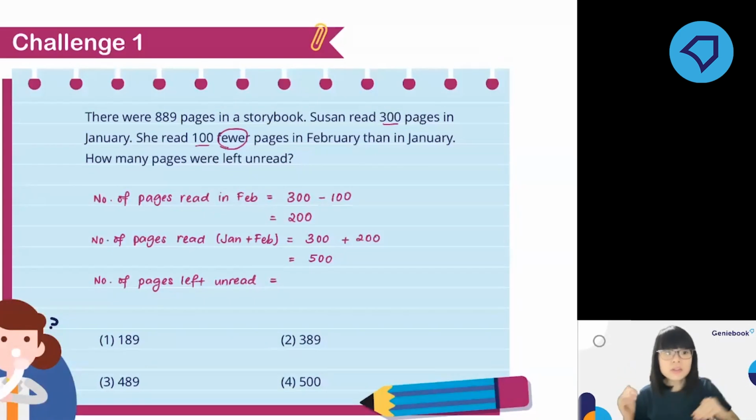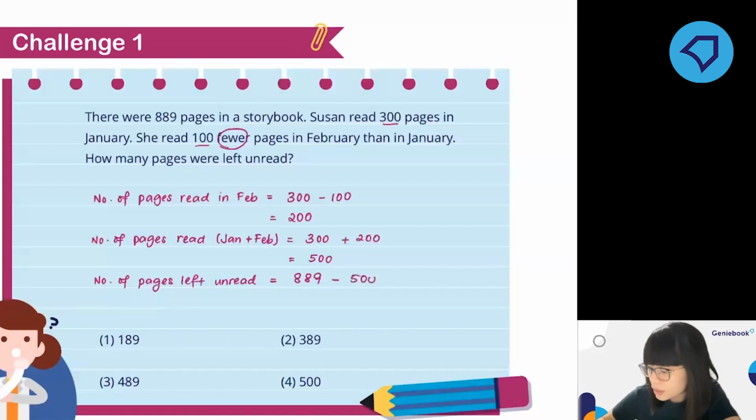Mankoi, you are correct. To find the number of pages left unread, you need to take the total number of pages, which is 889 minus 500. So 889 minus 500, you guys will get 389. Ta-da! So your answer would be option number 2.